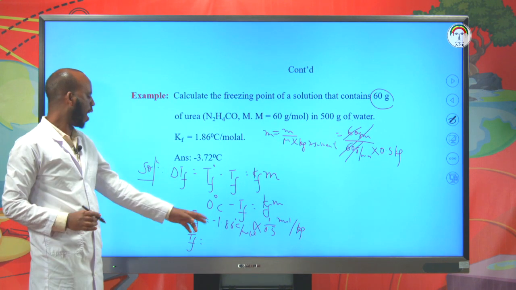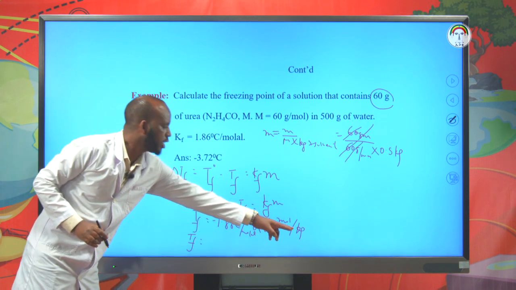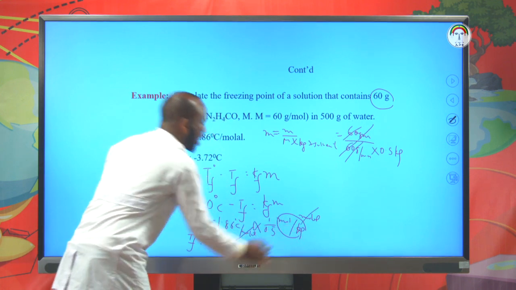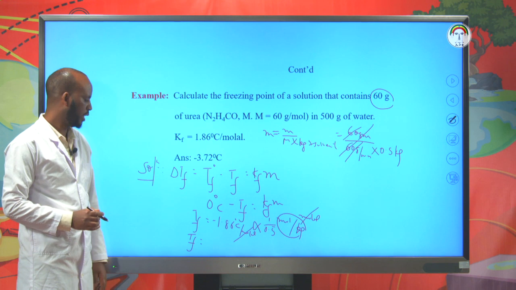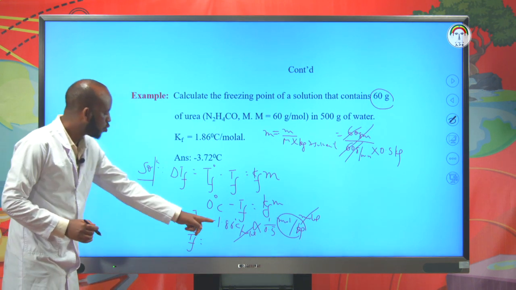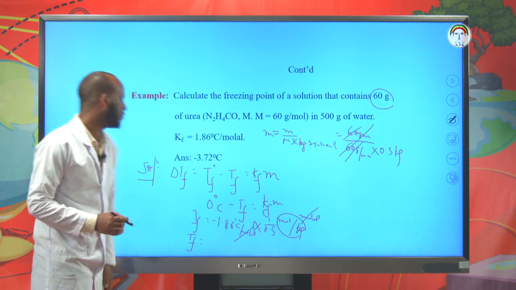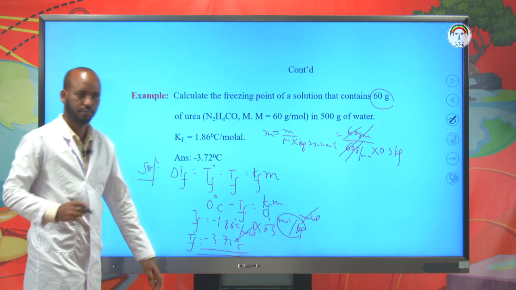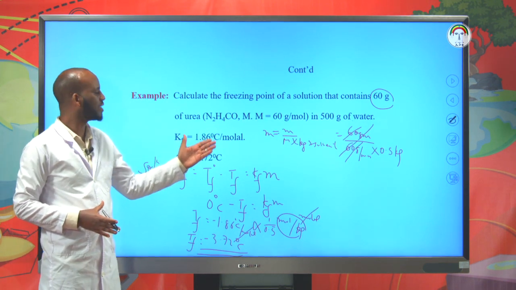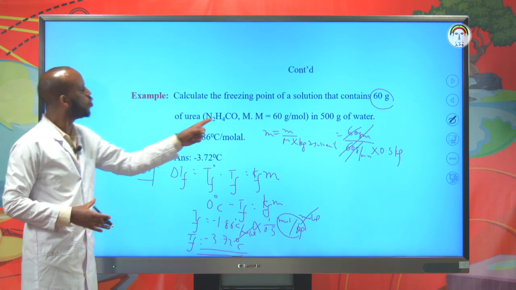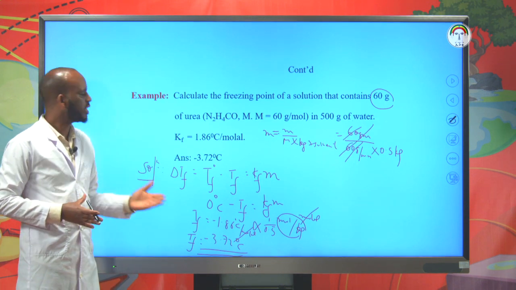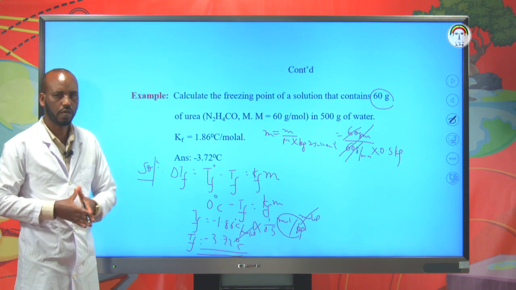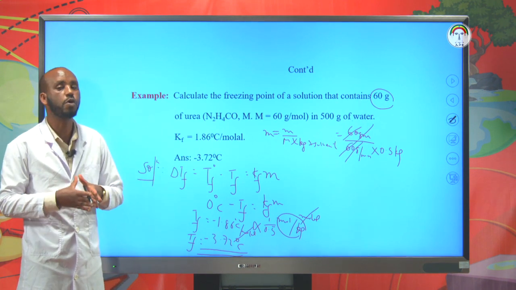Tf equals minus 1.86 degrees centigrade per molar. Mole per kg is molar. Now molar will be cancelled by molar. We are left with degree centigrade, which is the unit of temperature. Therefore, minus 1.86 degrees centigrade times 1 over 0.5 is minus 3.72 degree centigrade. You see, water freezes at 0 degree centigrade. When urea dissolves in it, freezing point of the solution becomes minus 3.72 degree centigrade. Therefore, freezing point of the solution is lower than that of a pure solvent.